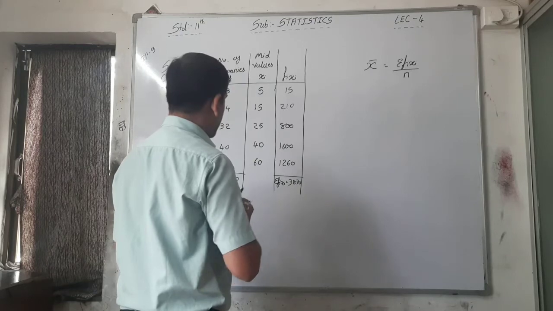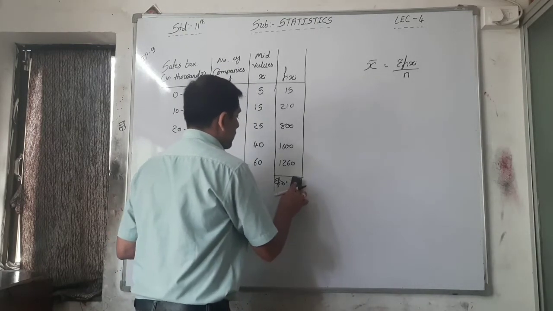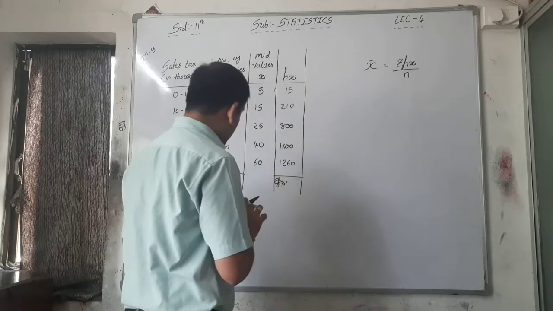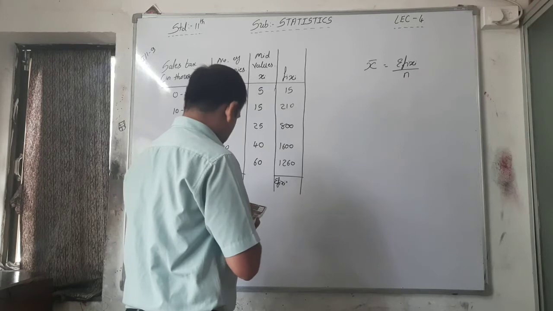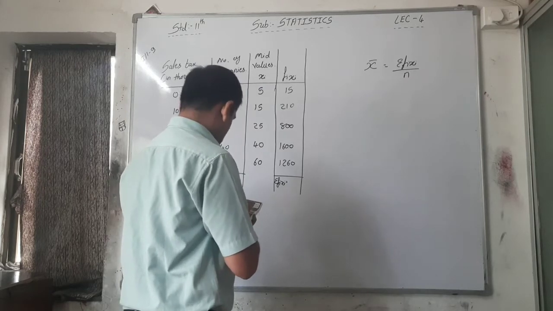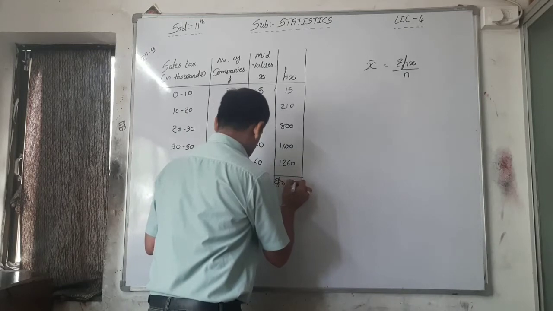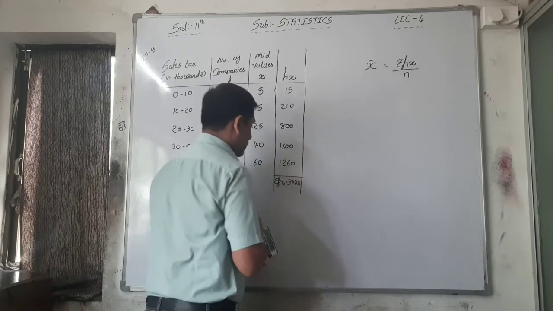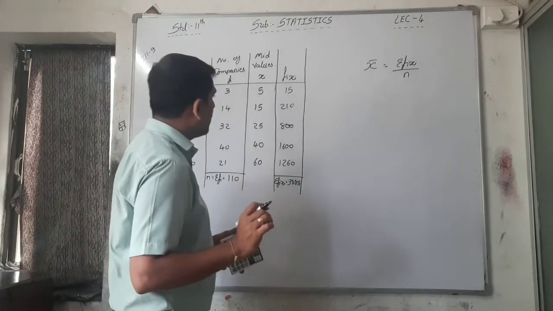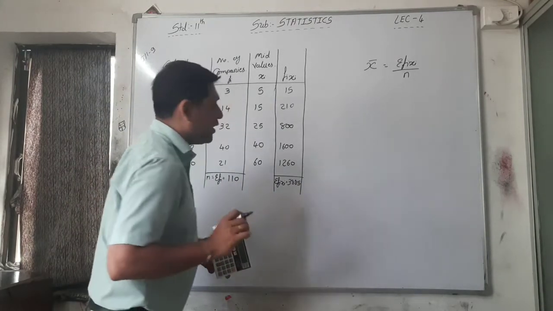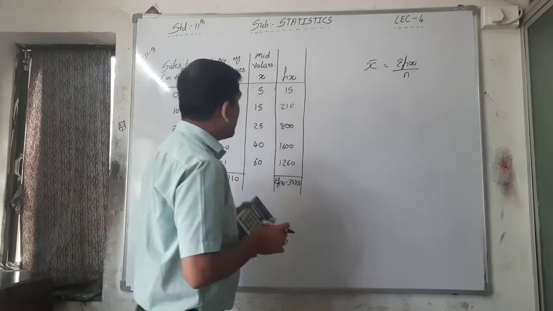15 plus, no, sorry, it is wrong. 15 plus 210 plus 800 plus 1600 and plus 1260. The answer is 3885. 15 was remaining. That's why 3870 was the answer, but plus 15, that is 3885, is your correct answer.